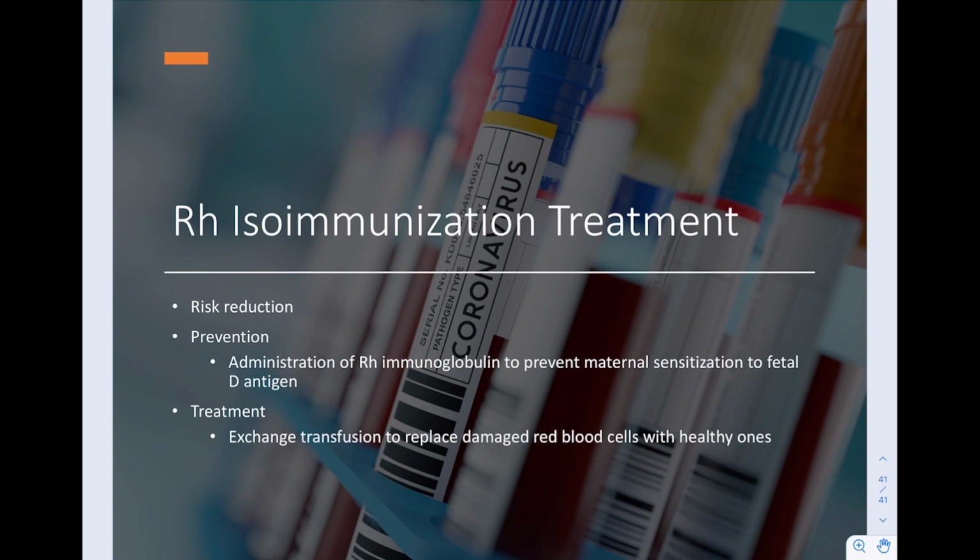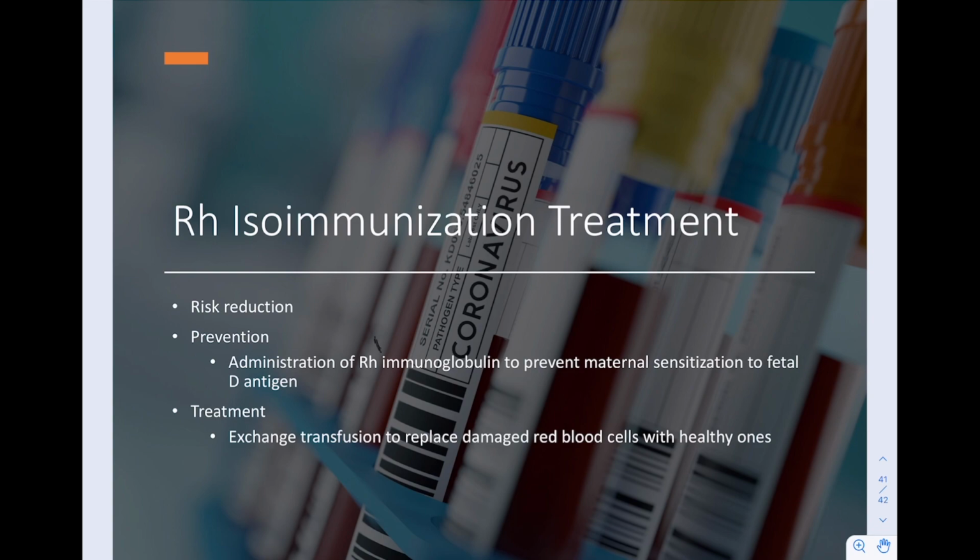Lastly, for treatment here, really the goal is risk reduction. We're trying to prevent the maternal blood from becoming sensitized first by producing too many anti-D antibodies. That really should be the goal. Women who go through their normal prenatal checkups are usually blood typed to see if they have Rh negative or Rh positive blood. If they are Rh negative, then they'll usually test the father's blood. If that can't be determined, what they'll do is just give a prophylactic dose of Rh antibodies.